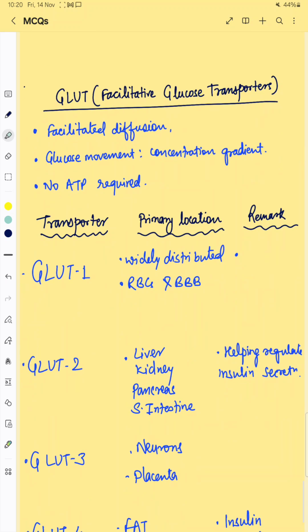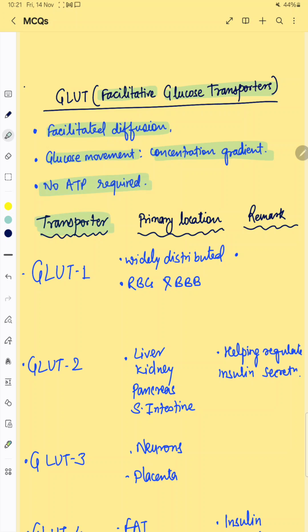GLUTs, or glucose transporters, are facilitative glucose transporters. Facilitated diffusion is the main mechanism of glucose transport across the cell membrane. Glucose movement is predominantly due to the concentration gradient and there is no requirement of ATP.